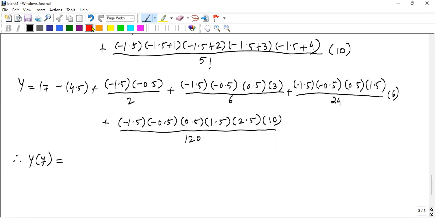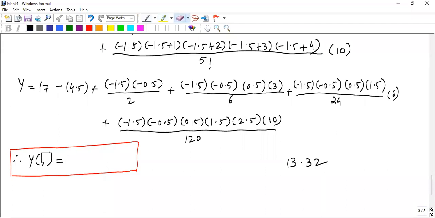So can you please tell me what is the value? Please calculate this value. Sir, 13.32. Yes, sir, 13.32. What are you getting? 13.32. What about the others? Same, sir. Are you getting the same? Yes, sir. Once you confirm, then I'll write it as a final value. 13.32. Okay.